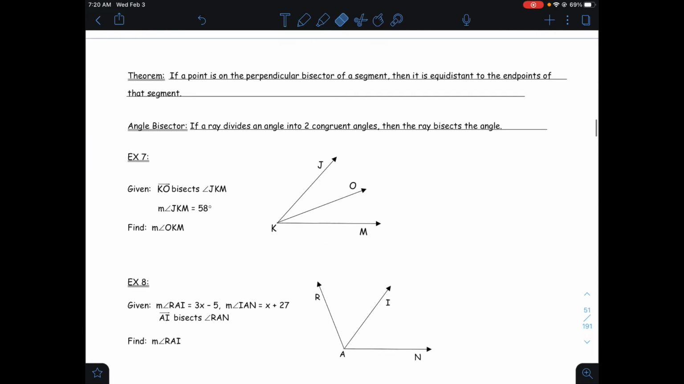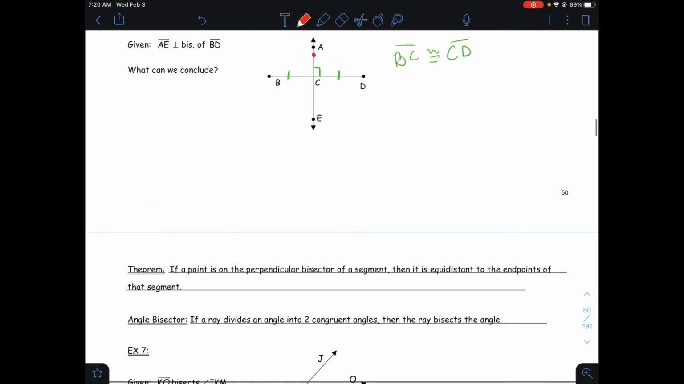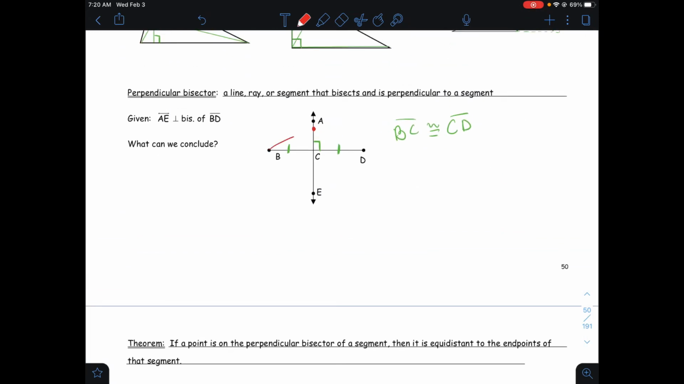Let's go ahead. Next, we got if a point is on the perpendicular bisector of a segment, then it is equidistant to the endpoints of a segment. All right. So basically what that means is that if we were to put a point on this perpendicular bisector, it is going to be equidistant to the endpoints of this segment. Okay, so we could draw a dot anywhere on AE, and it's going to be equidistant from the endpoints of BD.